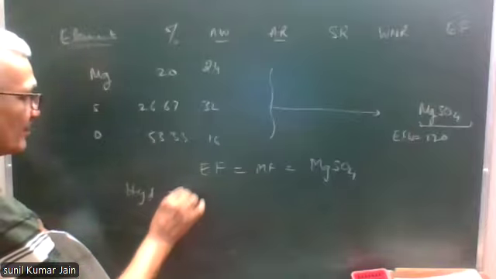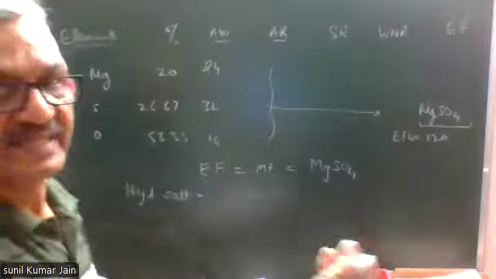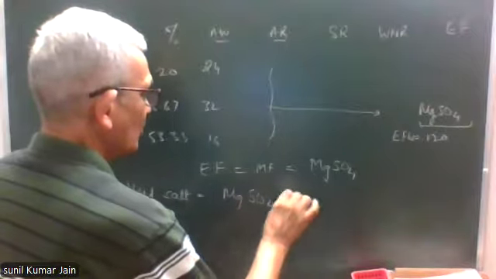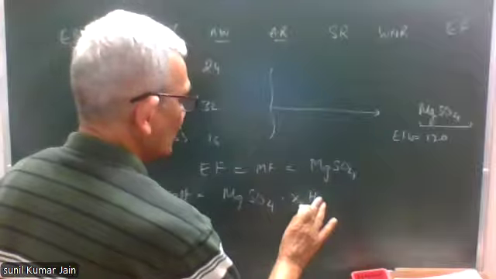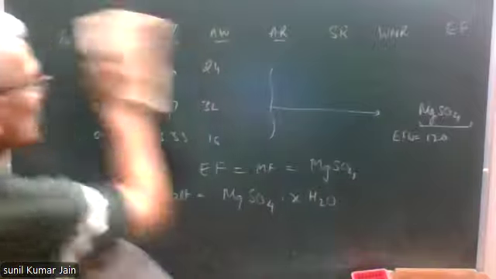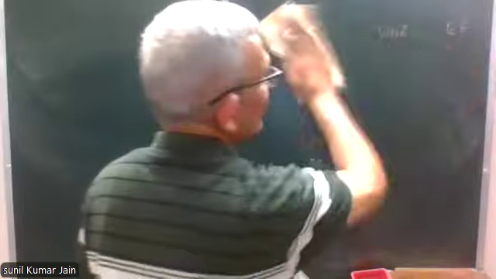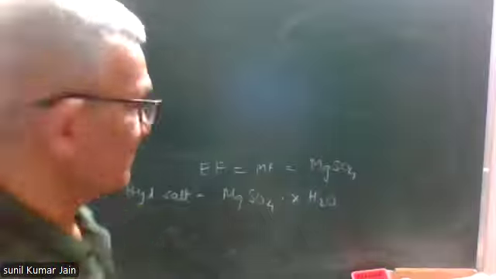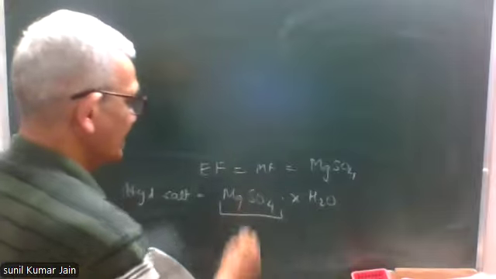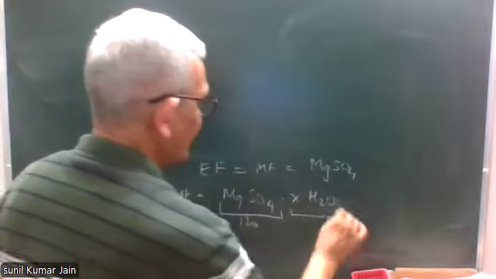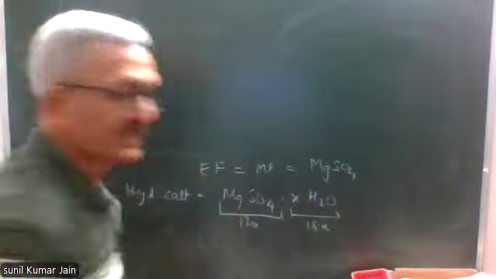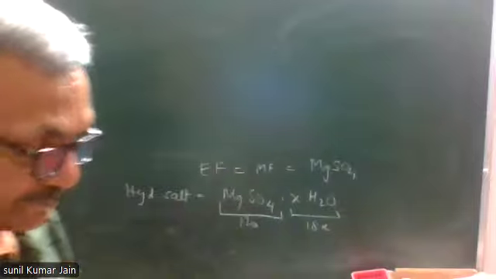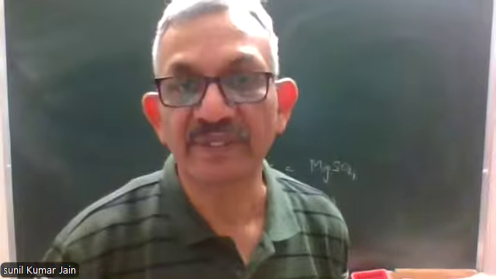Hydrated salt. Let us say the hydrated salt is MgSO4·XH2O. So basically we have to calculate the value of X, right? We have to calculate the value of X. Now, this is 120. This is 18X. Now, it says, wait a minute.